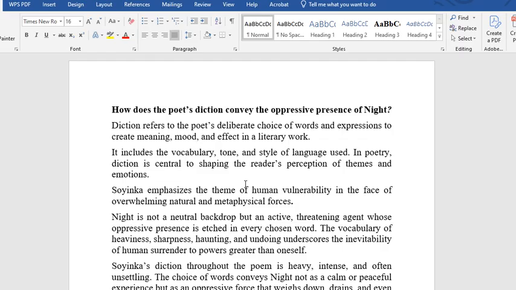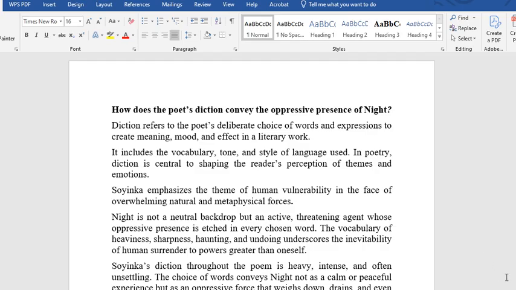Diction refers to the poet's deliberate choice of words and expressions to create meaning, mood, and effect in a literary way. That is, a poet's choice of words. It includes the vocabulary, tone, and style of language used. In poetry, diction is central to shaping the reader's perception of themes and emotions.